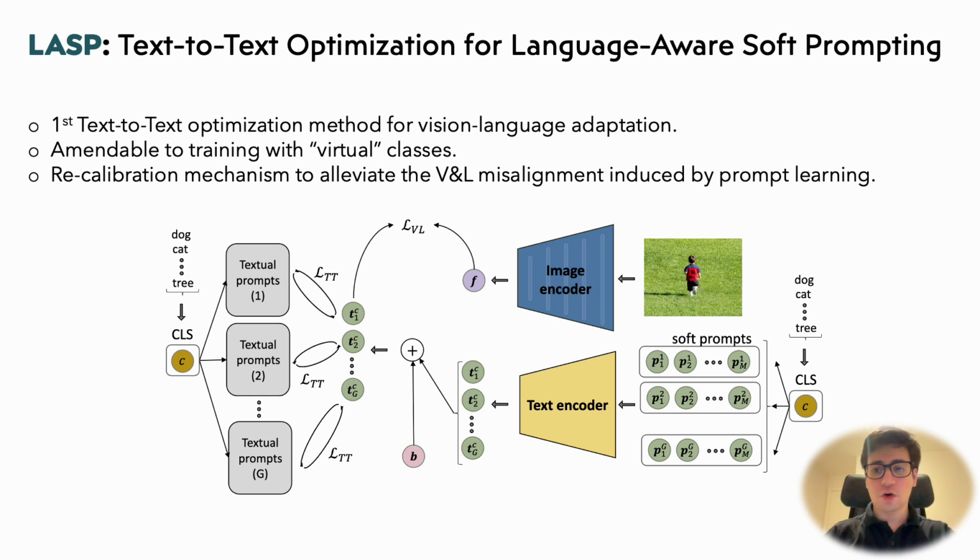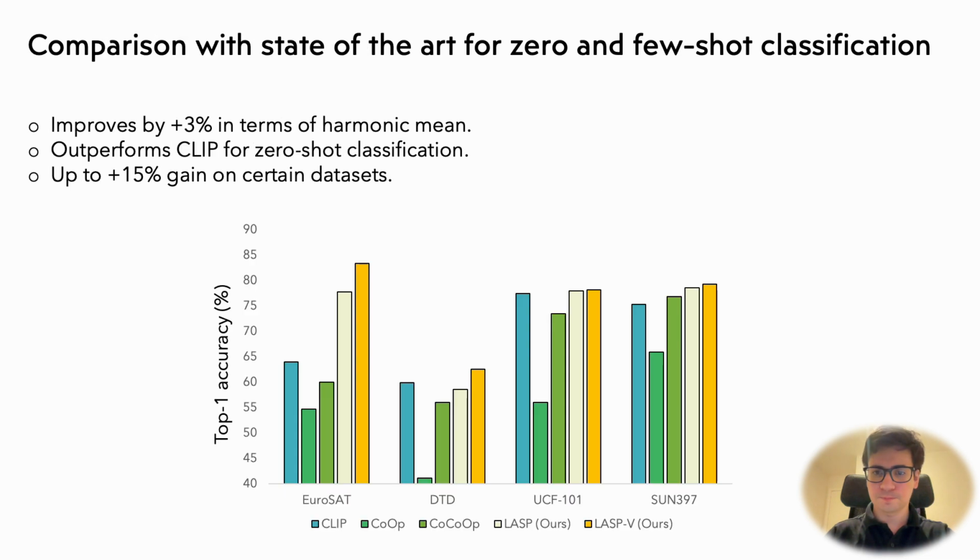Thanks to its properties, our method is amenable to training with virtual classes, that is, classes for which no visual samples are present. To further boost the accuracy and alleviate the vision-language misalignment, we also introduce a recalibration mechanism based on normalization, fine-tuning, and class-agnostic corrections. Our approach sets a new state-of-the-art for few-shot vision and language adaptation. Averaged over 11 datasets, our method outperforms prior work by 3% with gains of up to 15% in some instances.